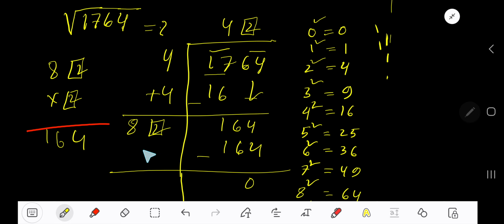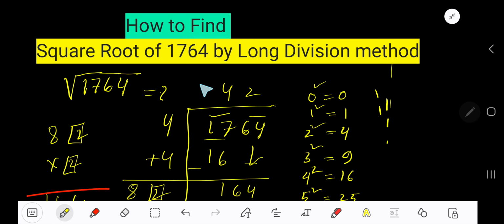The same digit will come under the divisor and you need to add, 84. The double of 42 is 84. So our answer is correct, 42. The square root of 1764 by long division method is 42.